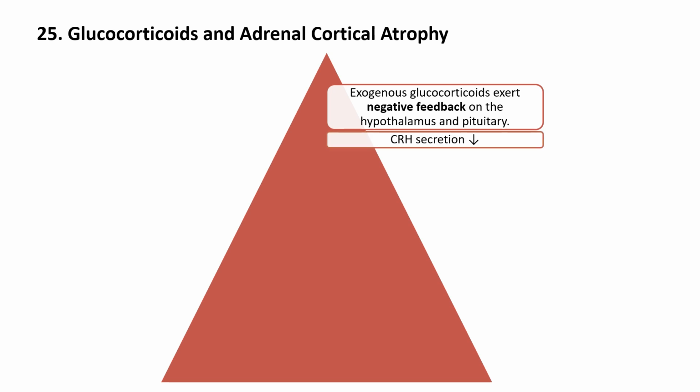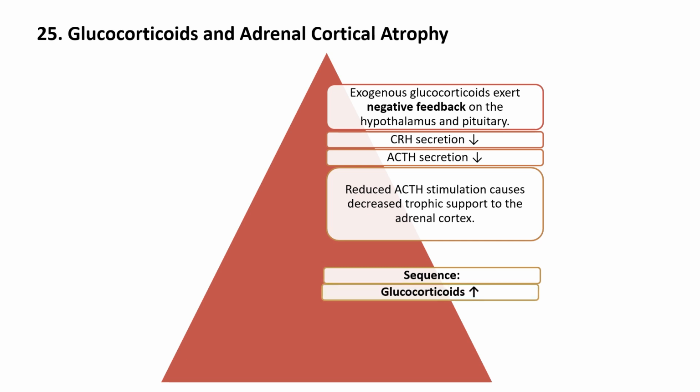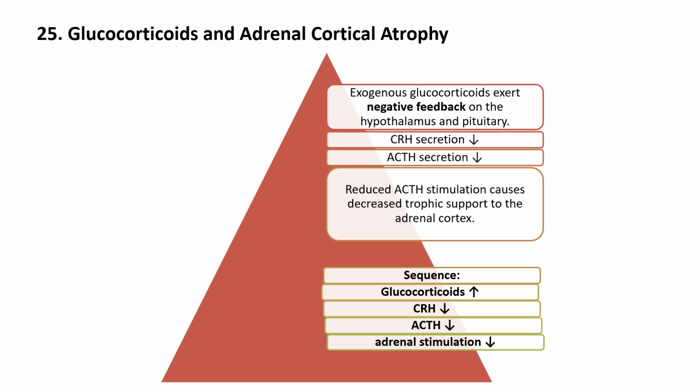pituitary. So there is a decrease in the corticotrophin releasing hormone from the hypothalamus, and decreased ACTH, adrenocorticotrophic hormone, from the pituitary, and both will decrease the trophic support or nutritional support to the adrenal cortex, and that causes the adrenal cortex to go for atrophy or decrease in size. So the sequence is increased glucocorticoids, decreased CRH, decreased ACTH, decreased adrenal stimulation, or the nutritional support is decreased, so the growth will be arrested, and that leads to cortical atrophy.